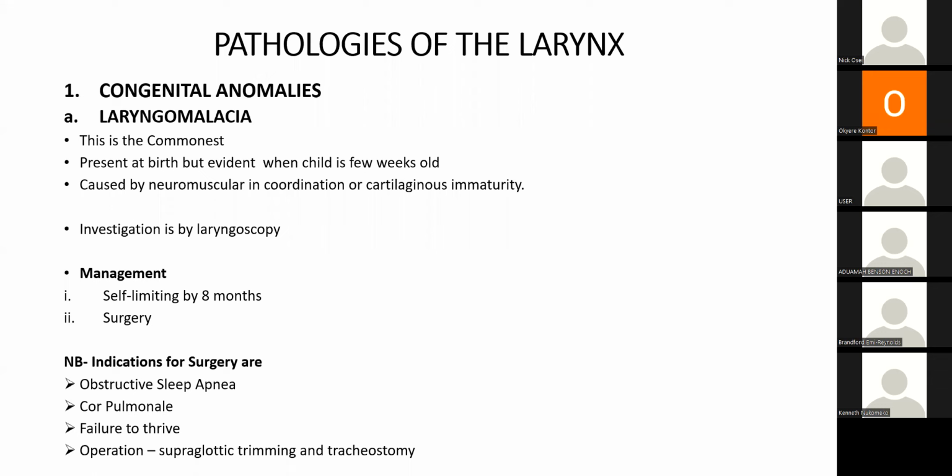It is usually present at birth, but evident when the child is a few weeks old. This is the commonest congenital anomaly of the larynx, laryngomalacia. The indications for surgery are when there is obstructive sleep apnea, or when there is cor pulmonale.